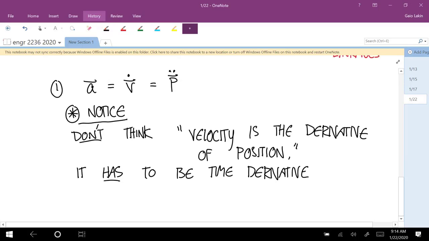And so if you have the well, and same thing with acceleration. Don't think of acceleration as the derivative of velocity. For example, if you have the velocity given as a function of x, you can't just take the derivative with respect to x and think that that's the acceleration. You can only take the derivative with respect to time to get the acceleration.